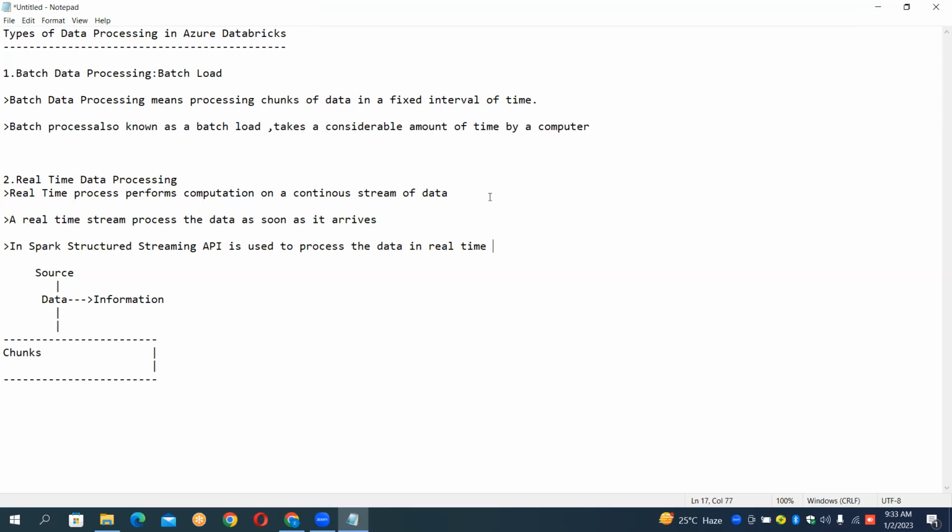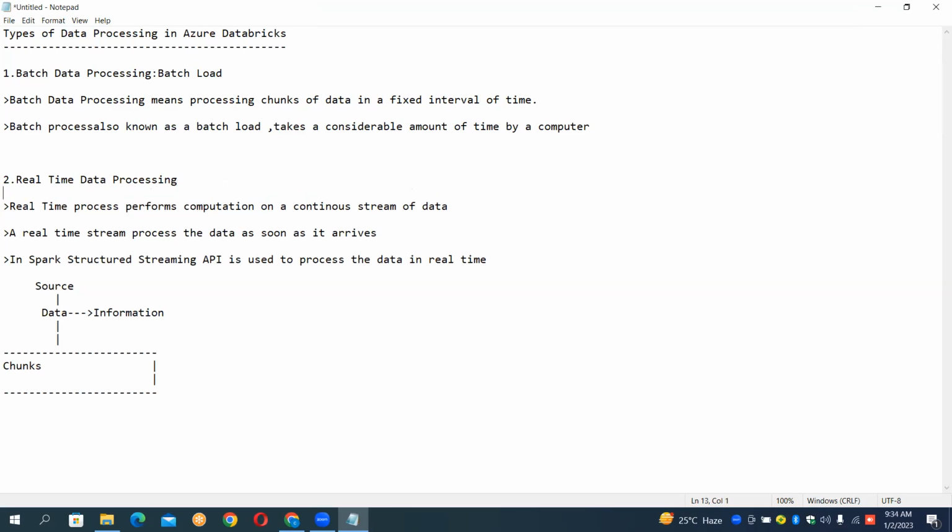So that means, can you see here? Suppose the data you're getting is a continuous process, guys. So now you want to submit every hour. That means as soon as the data arrives, it should be submitted. As soon as the data arrives in the system or in the source, it should be processed. That is called real-time data processing.